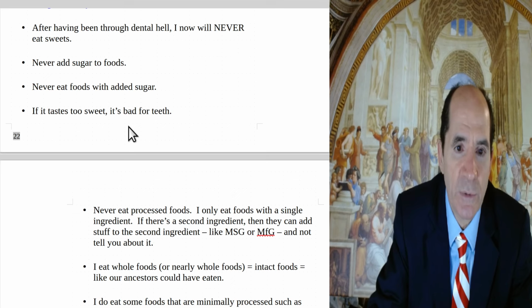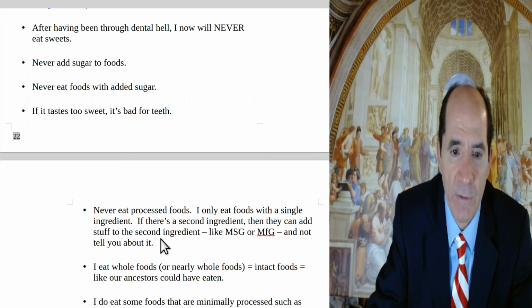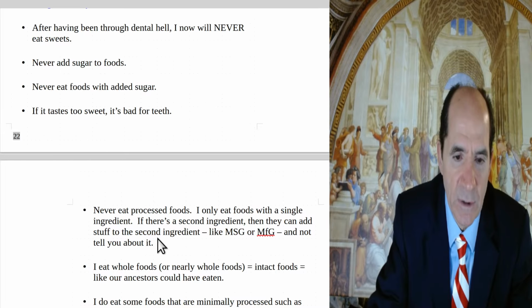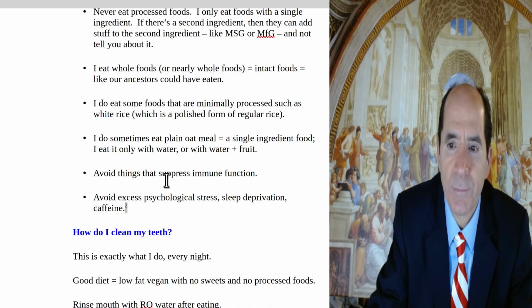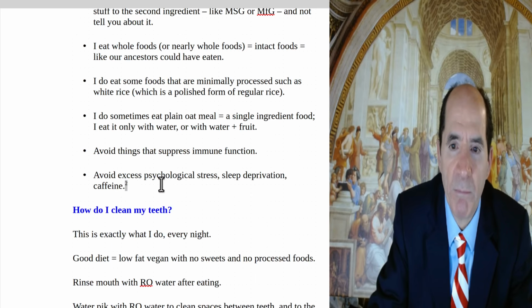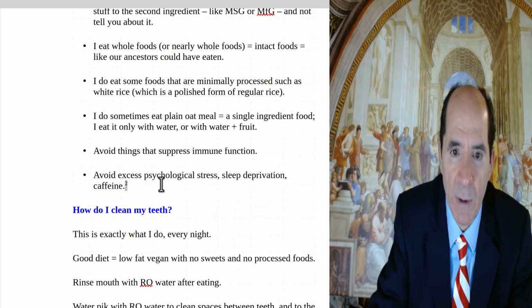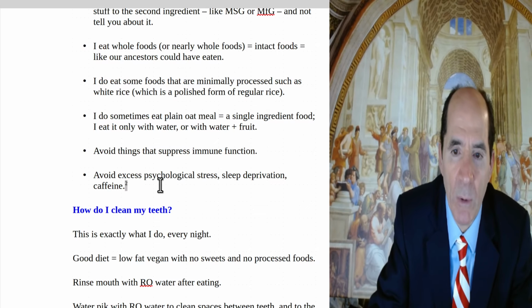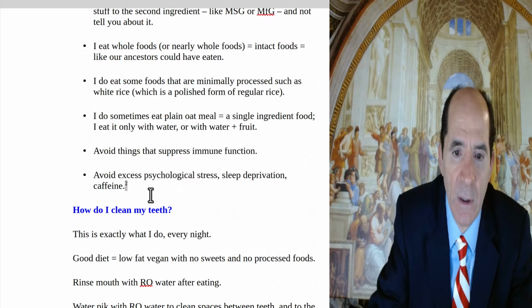Anything that tastes real sweet, I won't eat it. I'll never add sugar to my food. I'll never eat processed food. Unless I'm starving, I would never do that. Also because the MSG is toxic, okay? I only eat single ingredient whole foods. I'll eat some foods with minimal processing, like white rice is minimally processed. I'll eat single ingredient oatmeal with water and maybe throw fruit on there. I don't do anything that'll suppress immune function.